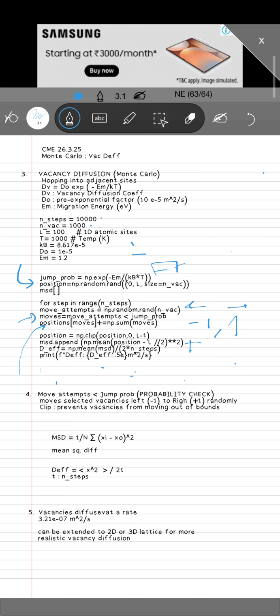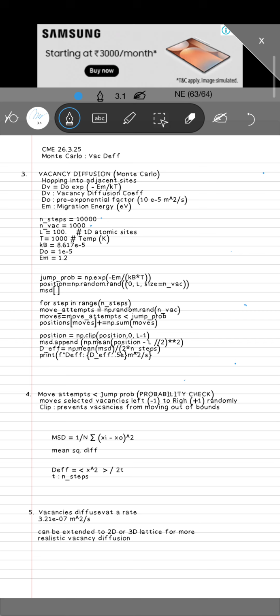And after all these diffusion probability has been calculated, or attempts have been calculated, what is required is the mean square difference. So this again, the mean square difference has been calculated using this relation, and ultimately when all the values have been obtained, the effective diffusion has been found by this relation.